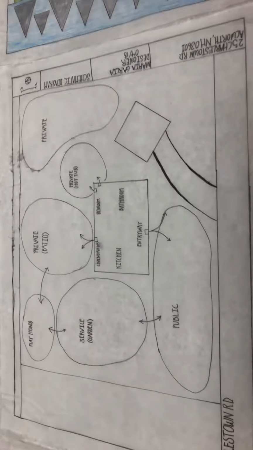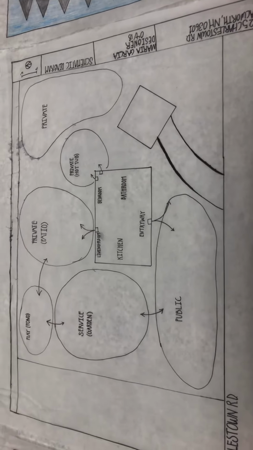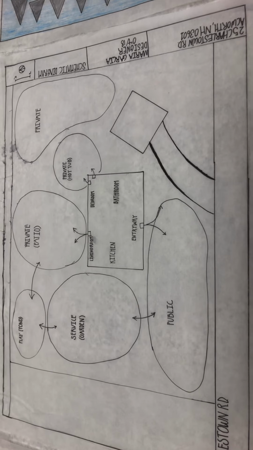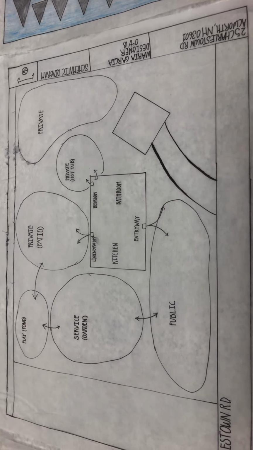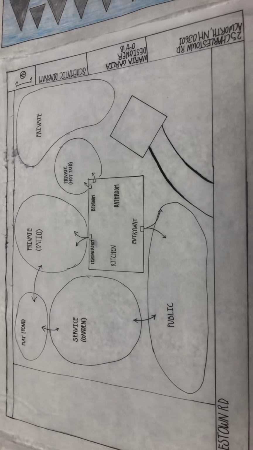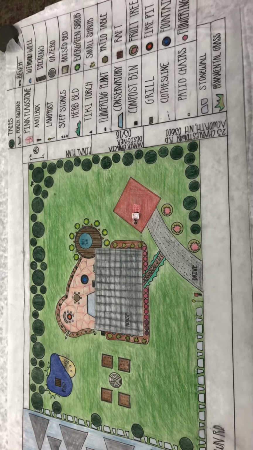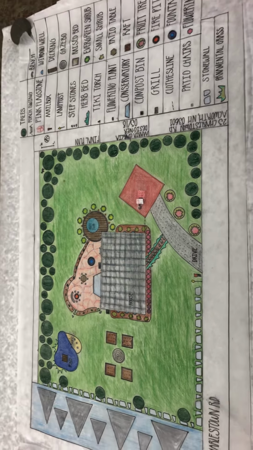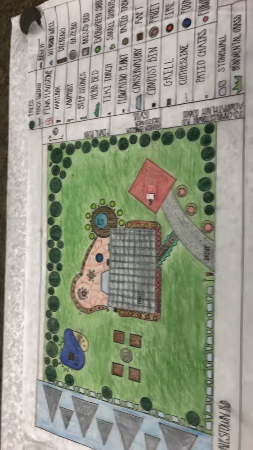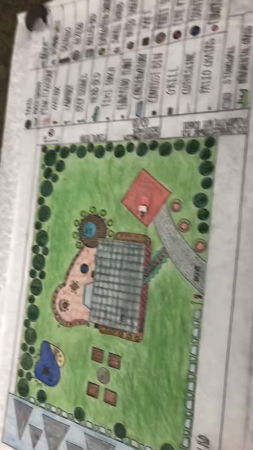Then drawing number 3, schematic diagram. The schematic diagram just shows how those functional use areas are going to be put in place on the property and the circulation paths about how they're going to move around the property. And then here's Maria's master plan, drawing number 4. So there are 3 examples of the 4 drawings in our design series.